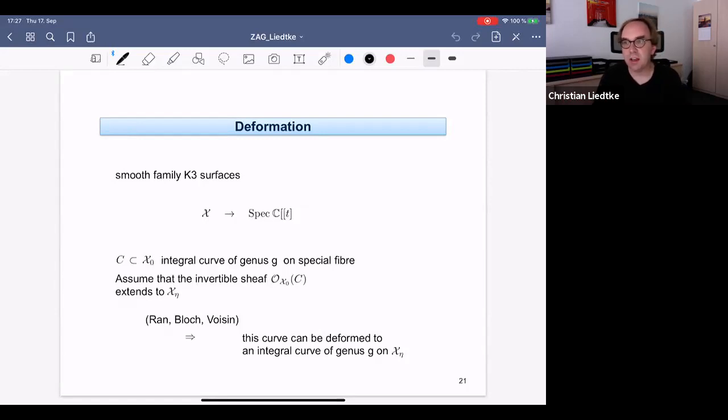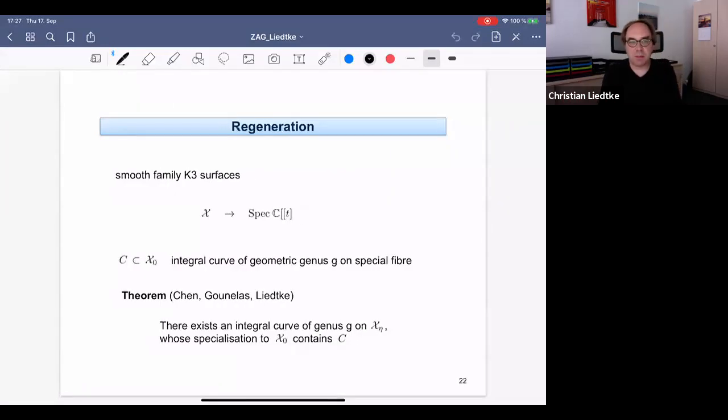So usually you would say, no way, how can that be? There is a way. The statement goes as follows. Suppose you have an integral curve of genus g on the special fiber, then we claim that we can find an integral curve of genus g on the generic fiber such that the specialization is the given curve plus possibly a bunch of rational curves.